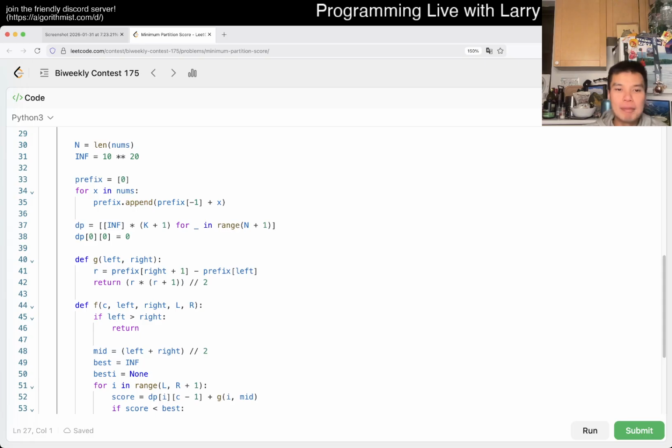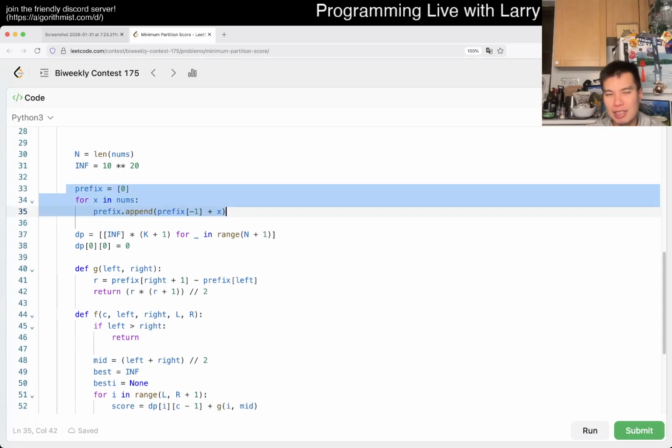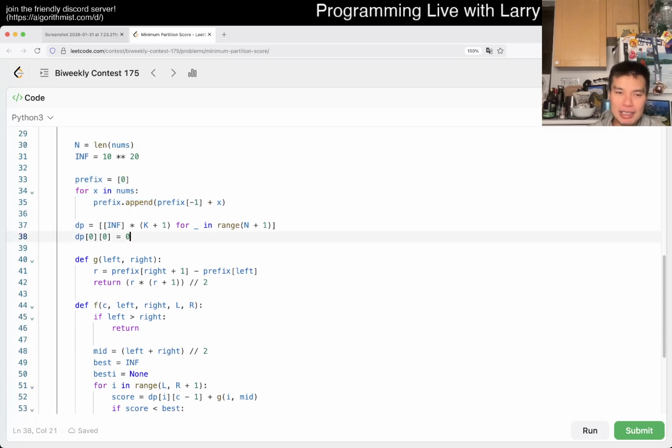But yeah, there are different ways to optimize this. But first, I did the prefix sum. Of course, this is just so that we can do a lookup of a subarray all at one time, and then you could do the formula, sum times sum plus 1 over 2. Next, we initialize the DP.